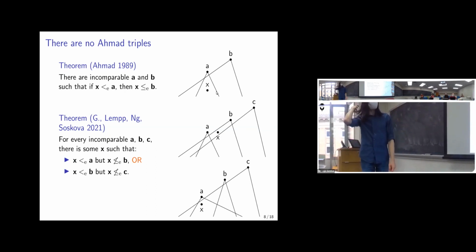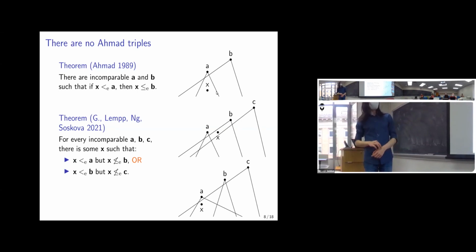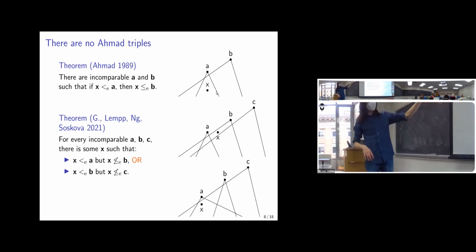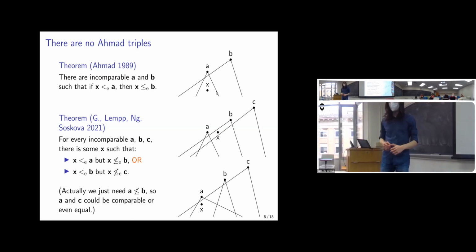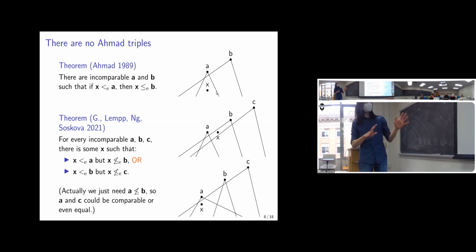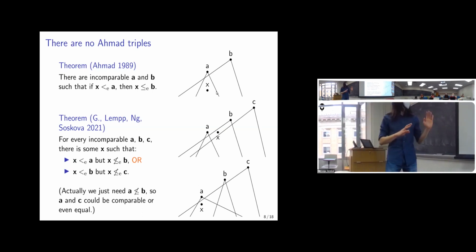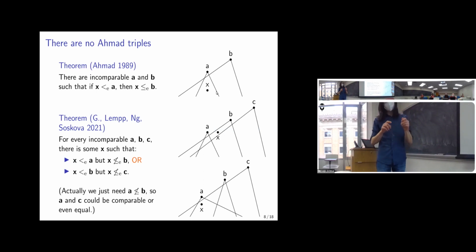So in our considerations later, there is actually a slight strengthening of this theorem that we will use. Actually, this theorem was stated a bit too specifically, namely, we don't actually care that A, B, and C are incomparable. All we need for this theorem to be true is that A is not below B. In particular, it doesn't matter the relationship between A and C. A and C could be comparable. In fact, they could even be the same. And the theorem would still be true.